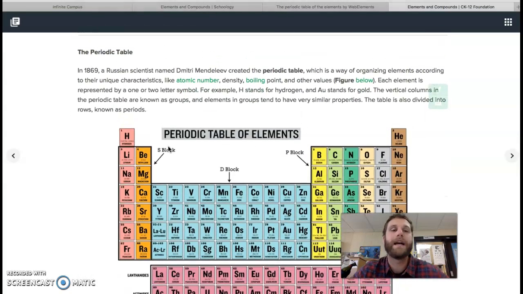Okay, and finally, the periodic table. In 1869, a Russian scientist named Dmitry Mendeleev created the periodic table, which is a way of organizing elements according to their unique characteristics like atomic number, density, boiling point, and other values. Each element is represented by a one or two letter symbol. For example, H stands for hydrogen, and Au stands for gold. The vertical columns in the periodic table are known as groups. So vertical meaning they're going up and down. And elements in groups tend to have very similar properties. The table is also divided into rows, known as periods, so that would be going across.